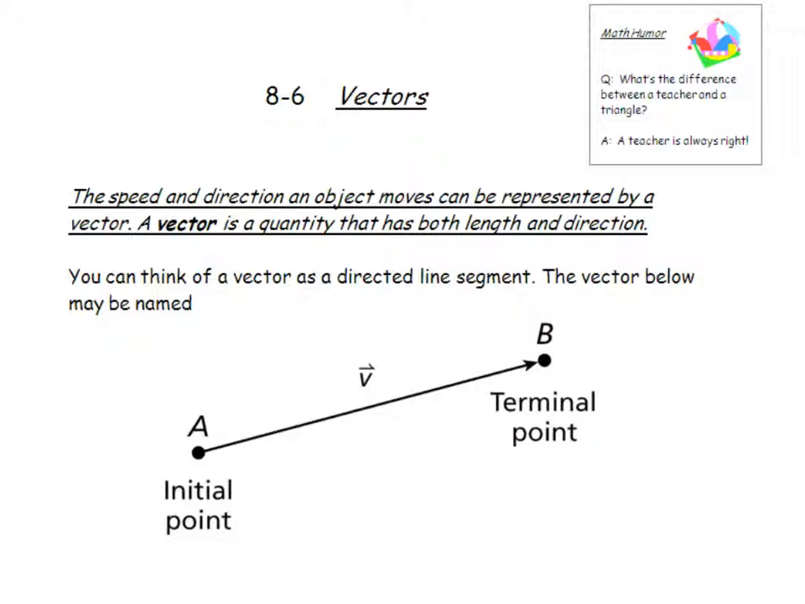That's because we wanted to make sure you knew it was right. What's the difference between a teacher and a triangle? The teacher is always right. Darn tootin'.